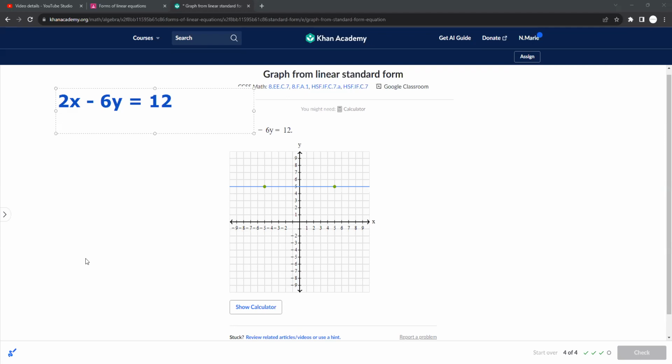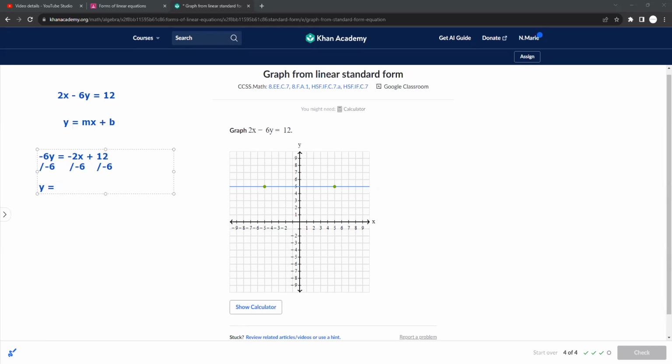So I want to get this in slope-intercept form, which we know what that is, right? Looks like this. So how do I do that? Well, I need to get the y by itself. So let's minus 2x to the other side, and let's divide everything by -6. Because when something's being multiplied, how do you move it to the other side? You divide. When something's positive, how do you move it to the other side? You subtract. -6y divided by -6 is y.